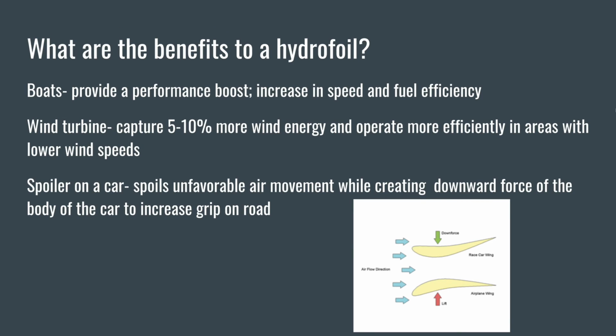The first example is a boat. As a hydrofoil equipped boat increases in speed, the hull drag is greatly reduced because it is lifted out of the water. This provides a corresponding increase in speed with fuel efficiency. A wind turbine can capture more energy and operate more efficiently in areas with lower wind speeds because when a flat blade pushes against the wind, the wind pushes back against the blade, resulting in a slower rotation. This is not the case with a curved blade, since it reduces the drag force, increasing the efficiency.